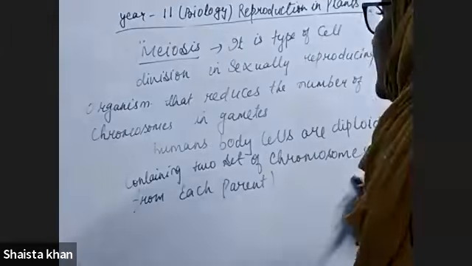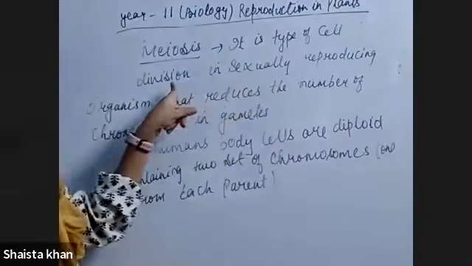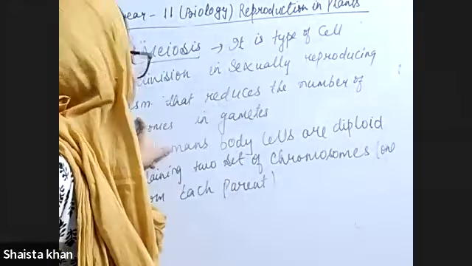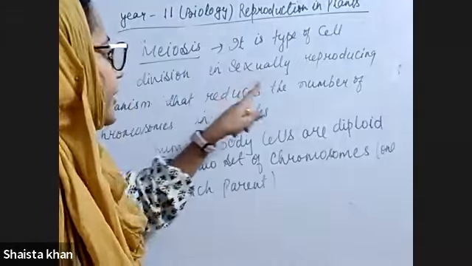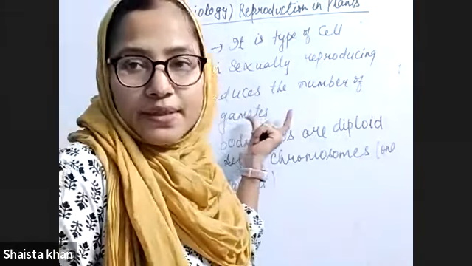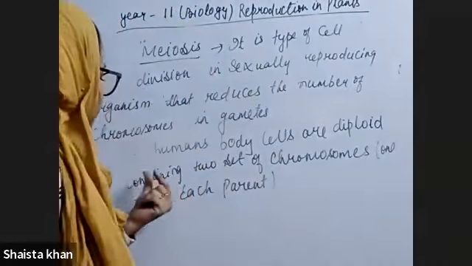So what is meiosis? It is a type of cell division in sexually reproducing organisms. Mind it, only in sexually reproducing organisms, not in asexually reproducing organisms, that reduces the number of chromosomes in gametes.